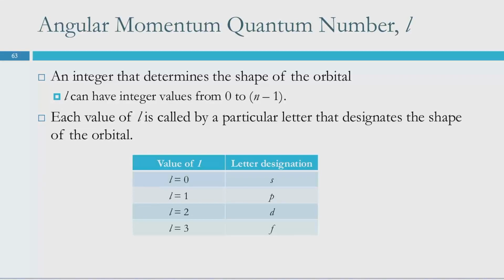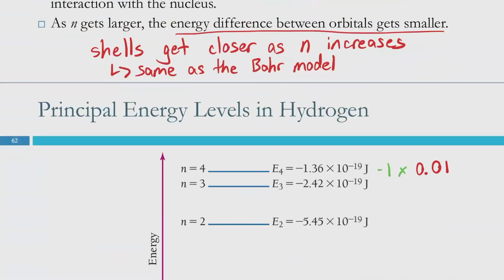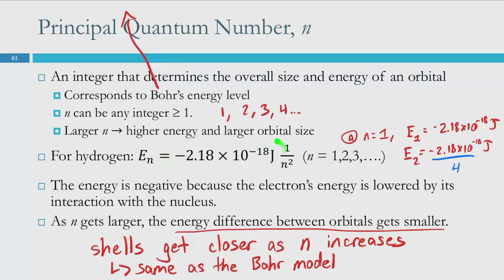Question: so what is the negative number that represents again? This is the energy of the electron in a particular energy shell. Why is it negative? The electron's energy is lowered by the interaction with the nucleus. So the closer it is to the nucleus, the more the energy of the electron is stabilized or lowered.